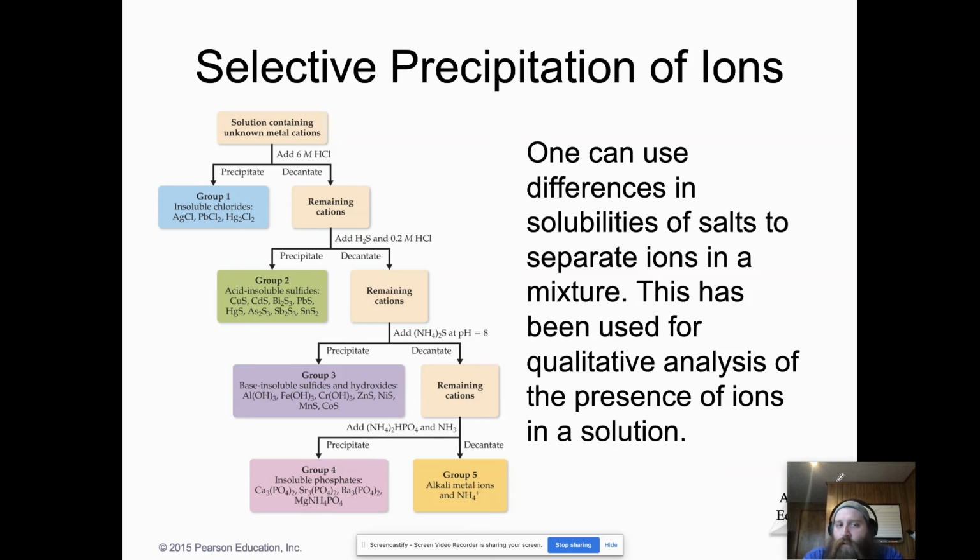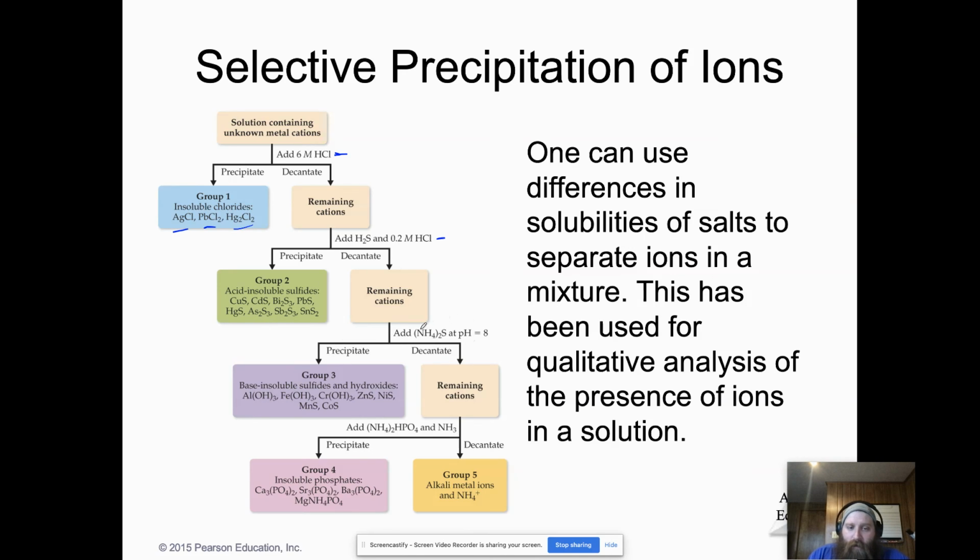So if I have some unknown thing with some metal, the first thing I'm going to do is add a little bit of 6 molar hydrochloric acid. And if I have any silver chloride or lead chloride or mercury chloride, that's going to precipitate. It's going to be insoluble. The next thing I'm going to do is add some hydrosulfuric acid and a lesser molarity HCl. That's going to give me all of my acid-insoluble sulfides. They're going to come out second, like copper sulfide or mercury sulfide.